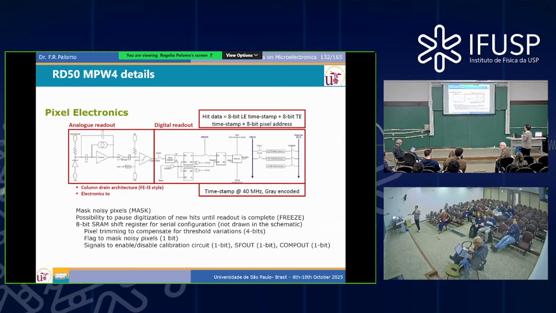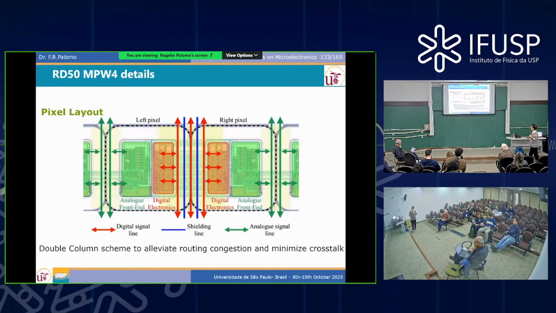A detail of the pixel electronics. This is the analog readout, and the digital readout now available in the MPW4. We can put a timestamp. That's the design of the electronics of any pixel. That's the pixel looking from above, where the analog front end and the digital electronics have lines well separated, and also shielding lines connected to ground to avoid any crosstalk between the different lines. So this design from the very beginning was taking into consideration electromagnetic interference from other parts of the chip.